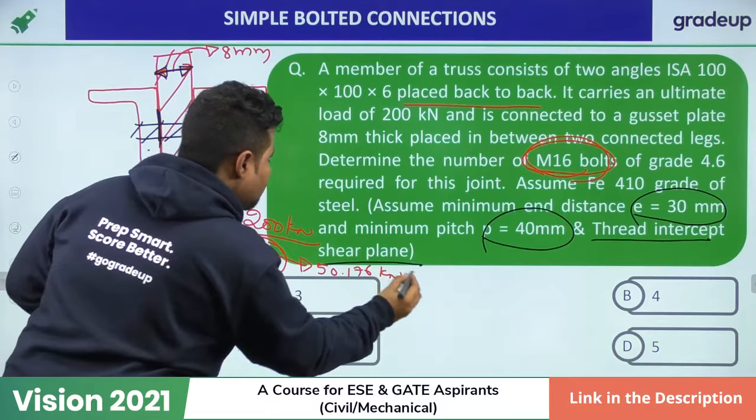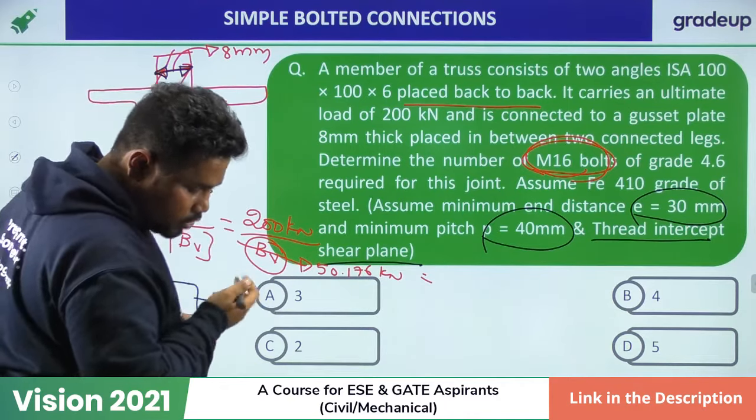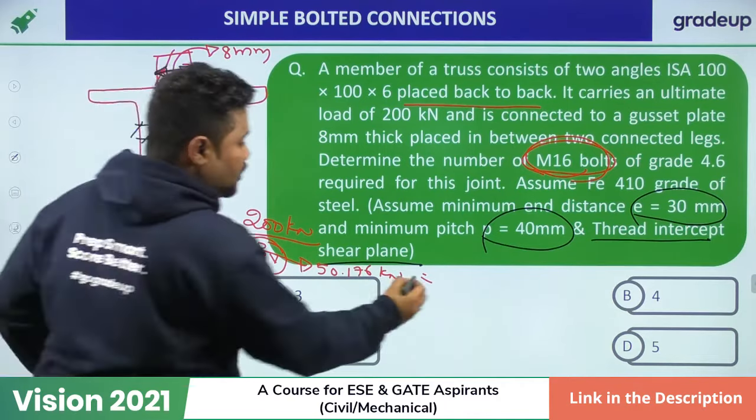So kilonewton. So in that case 200 by 50.176, so you require some 3.9 something. You can't keep three bolts and 90% of a bolt, so you require 4 bolts definitely. So 4 bolts is the answer.